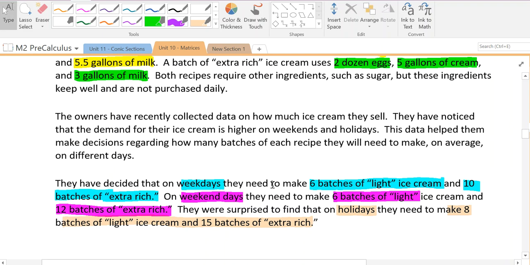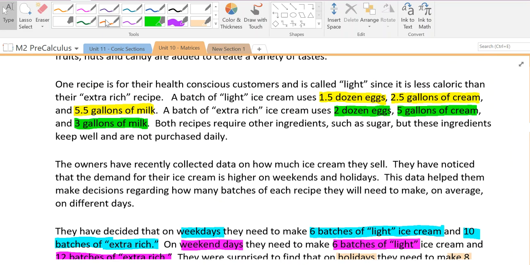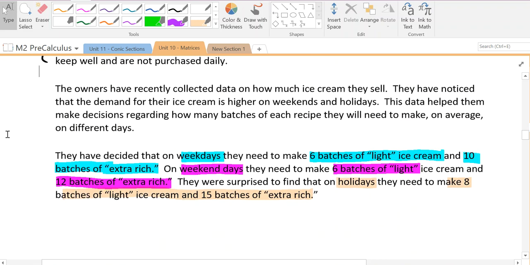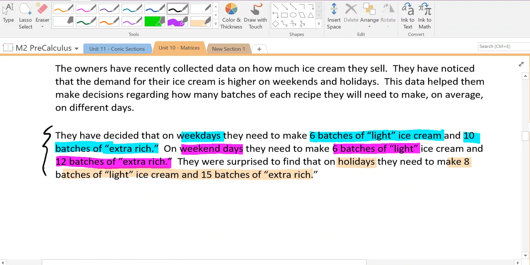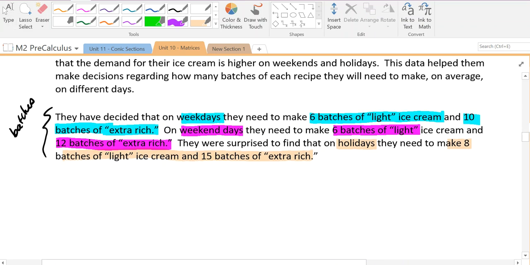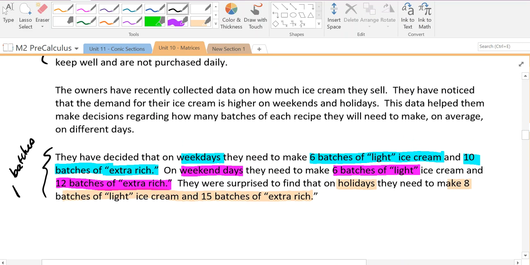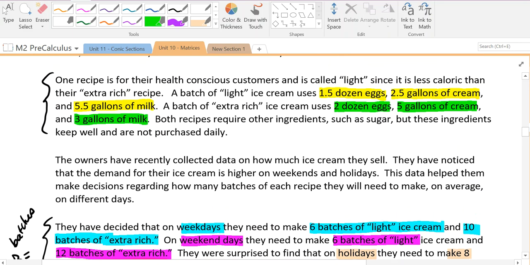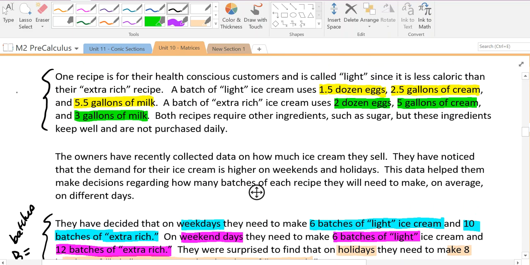Okay, so I'm going to actually use this information to make 2 matrices. One matrix is going to be from this first part, and it's based on the ingredients they need. One is going to be made off the batches. Got it? All right. So I'm going to call this matrix B for batches. I know. And I'm going to call this one R for recipe. Okay.